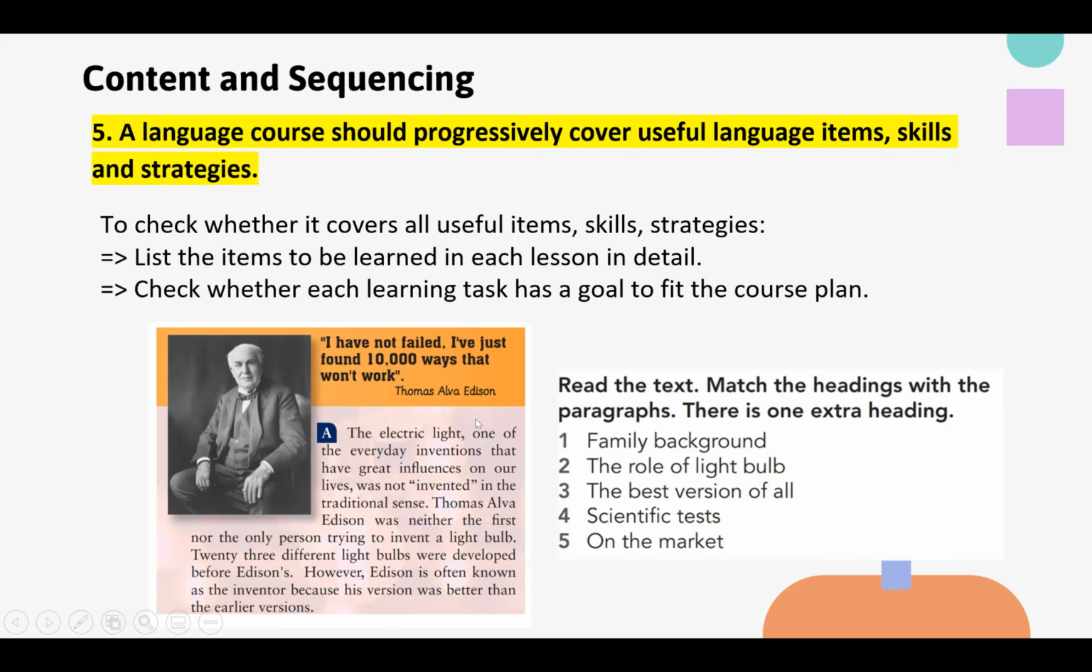I put on the screen an example of a task taught in a lesson for grade 10 about skimming skills. In the skimming skill lesson, the aim is that students can identify the general idea, so they can design a task which fits this goal. For example, here they provide a text and require the students to match the headings with the paragraphs. If the students are able to match the headings, it means that we can achieve the goal of the course.